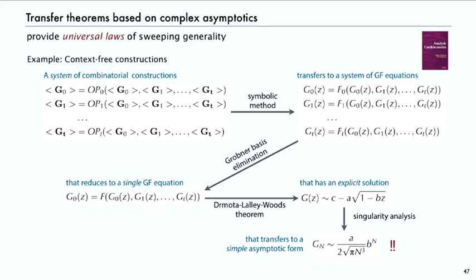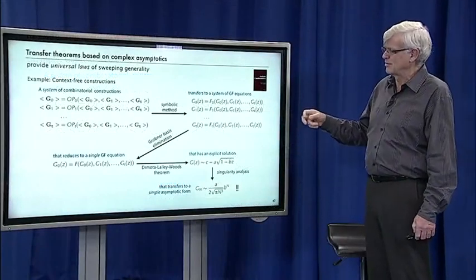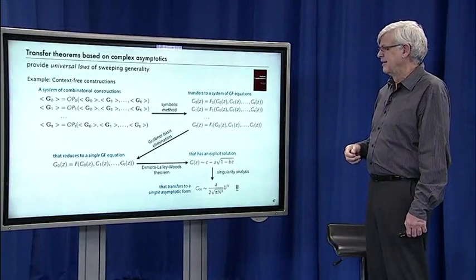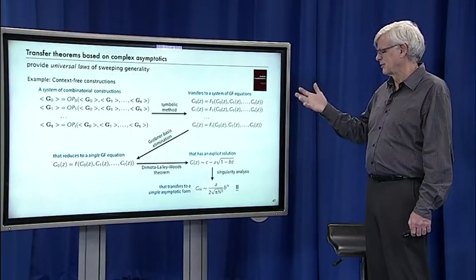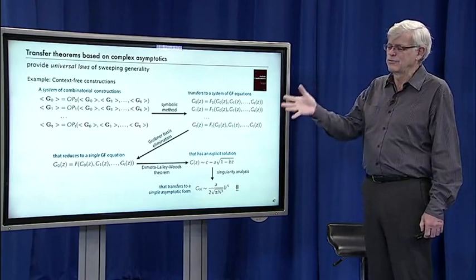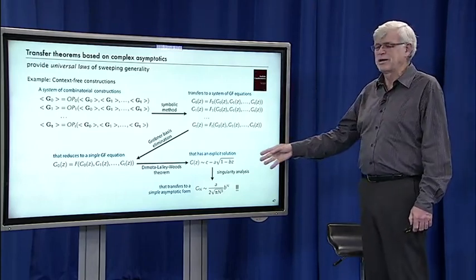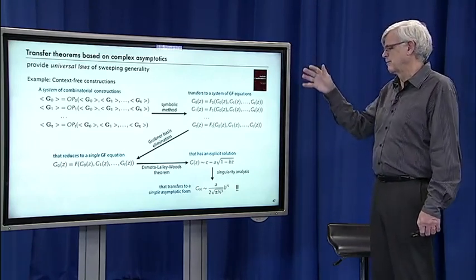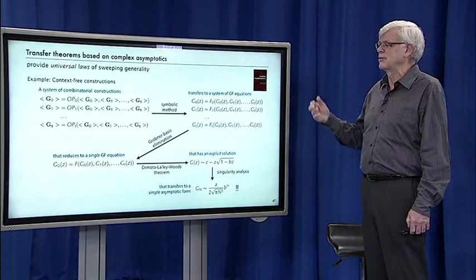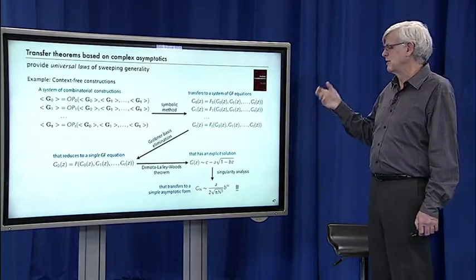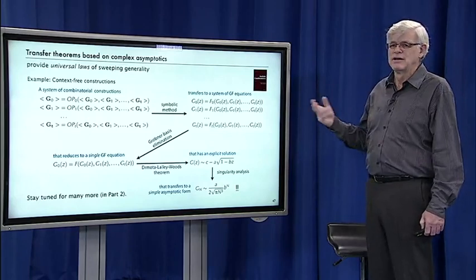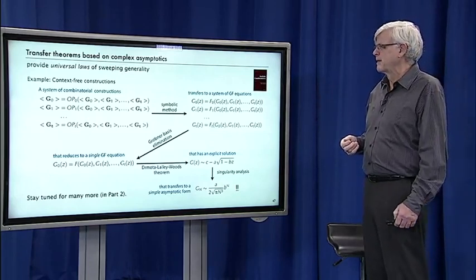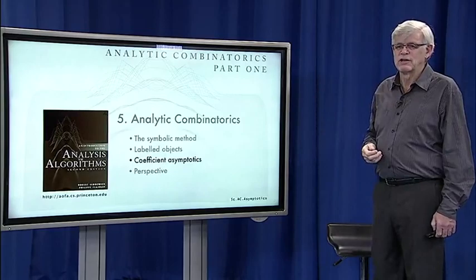So any such combinatorial construction is asymptotic to a over 2 square root of pi n cubed times b to the n, where a and b are constants that we can explicitly calculate from the construction. It's an amazing universal law. And you can find in older mathematical literature hundreds of papers that come up with these kinds of results that this one process covers. And that's just one example of universal laws that we see in analytic combinatorics. There's many more. So that's an introduction to coefficient asymptotics.